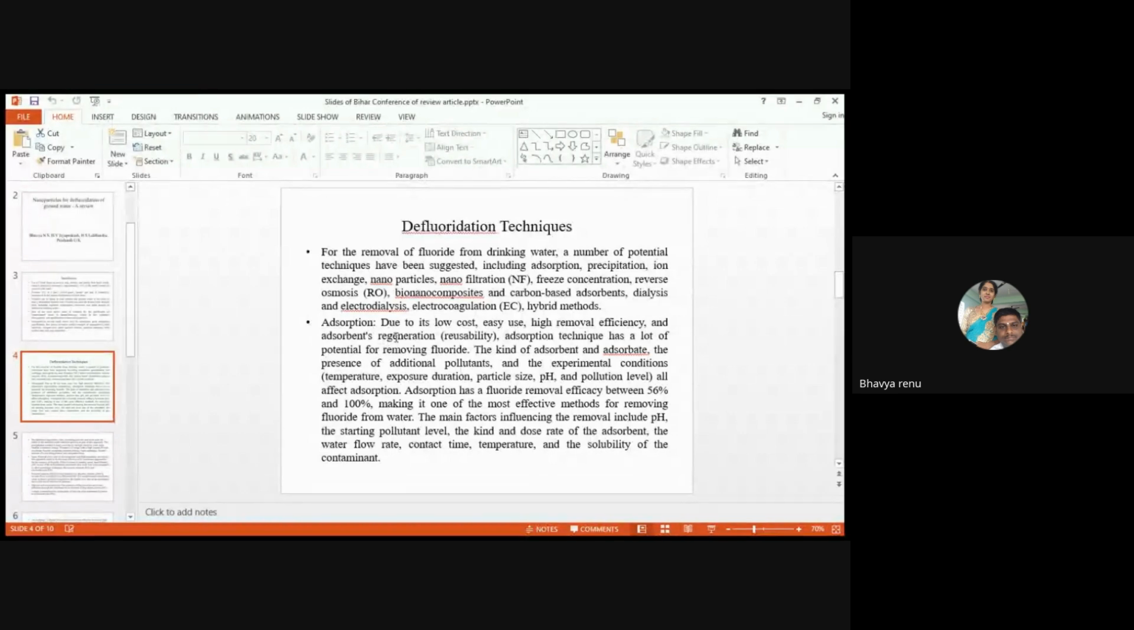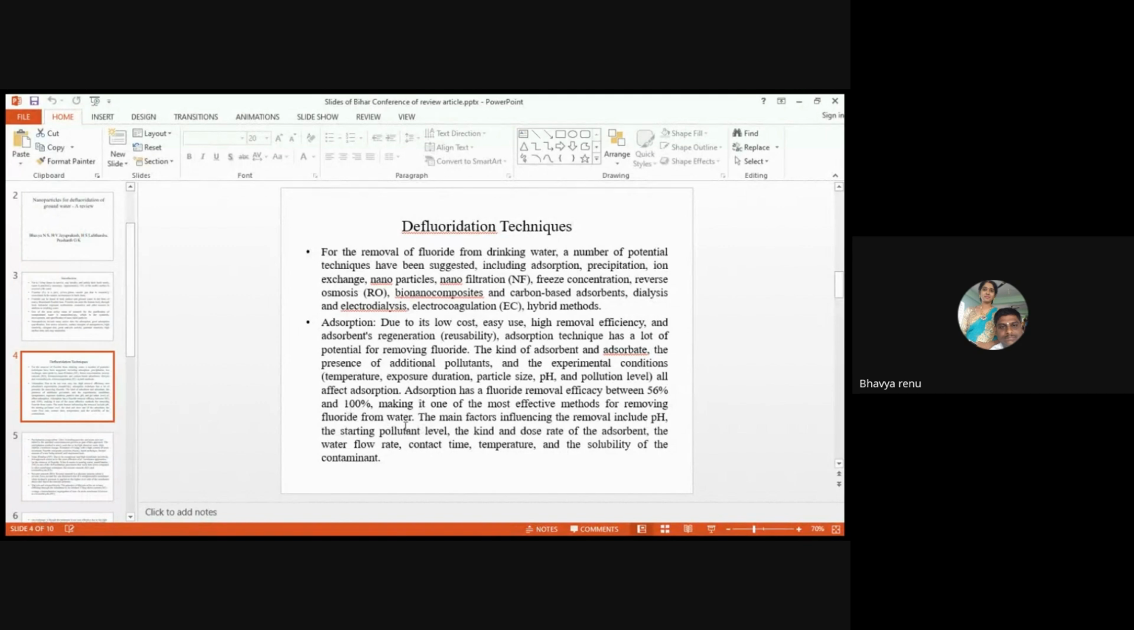Usually, the method commonly used for defluoridation is the adsorption process because it is low cost, easy to use, has high removal efficiency, and the adsorbent can be regenerated. The adsorption technique has a lot of potential for removing fluoride from contaminated groundwater. The kind of adsorbent and adsorbate, the presence of additional pollutants, and the experimental conditions all affect the adsorption. Adsorption has a fluoride removal efficiency of between 56% to 100%.